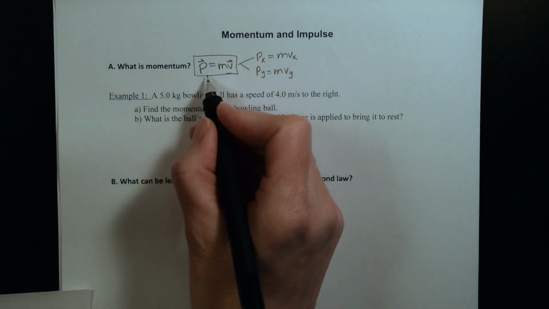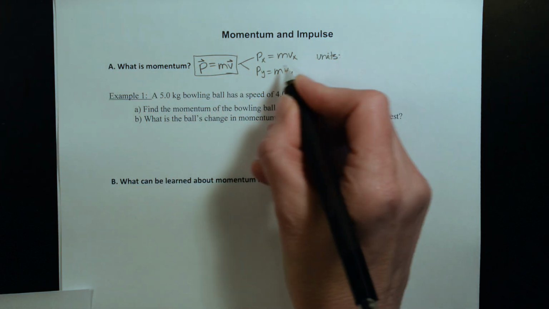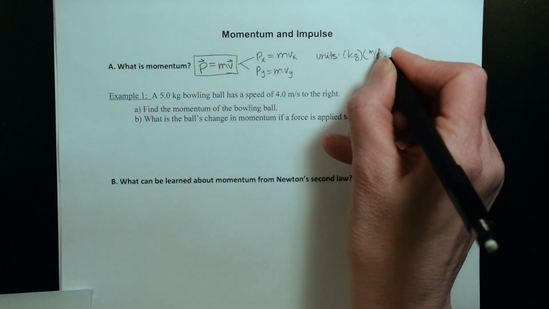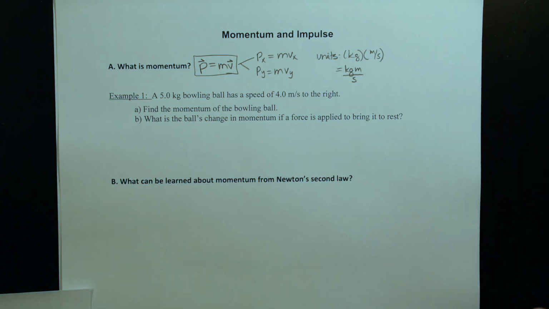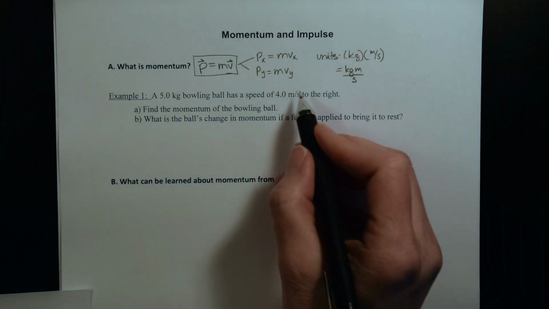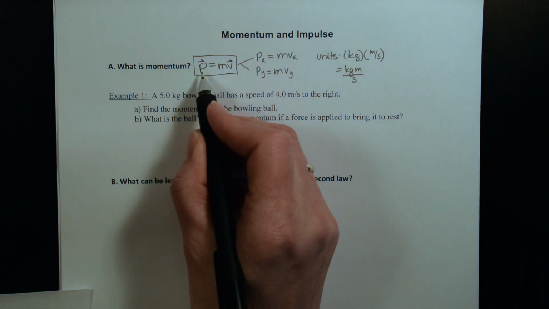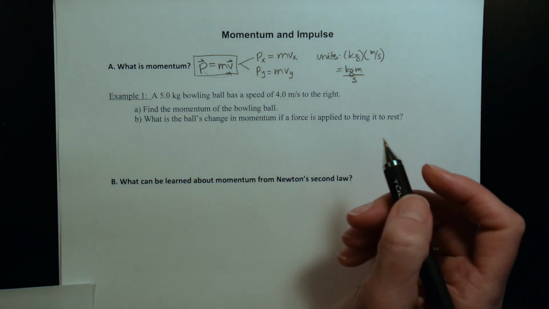And momentum has units of mass times velocity. Typically we use kilograms and meters per second, so the units are usually expressed in kilogram meters per second. And the direction of the momentum vector is going to be the same as whatever direction the velocity has. So let's do an example.